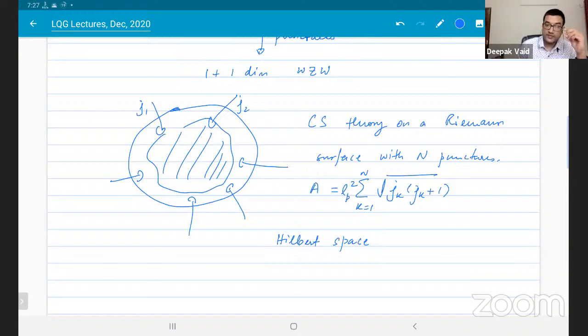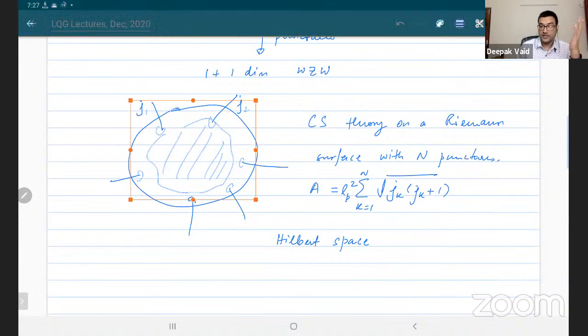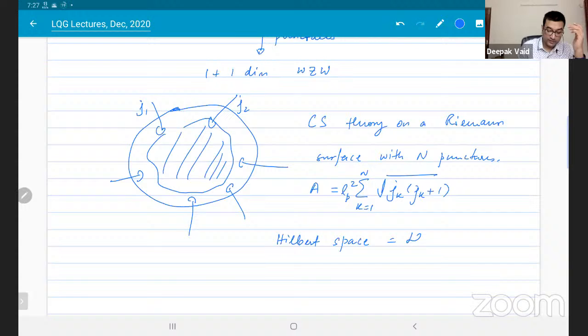So, coming back to this picture, now we have the corresponding Hilbert space, and we want to calculate the entropy of the state. The entropy would be associated with the dimension of the Hilbert space, and the dimension of the Hilbert space can be calculated explicitly. So let me again not be too glib about this.